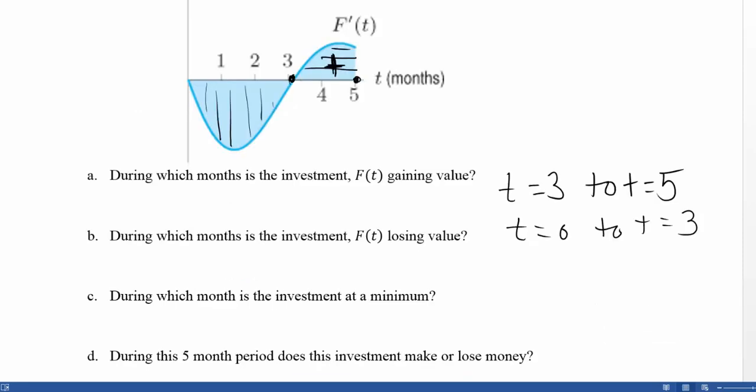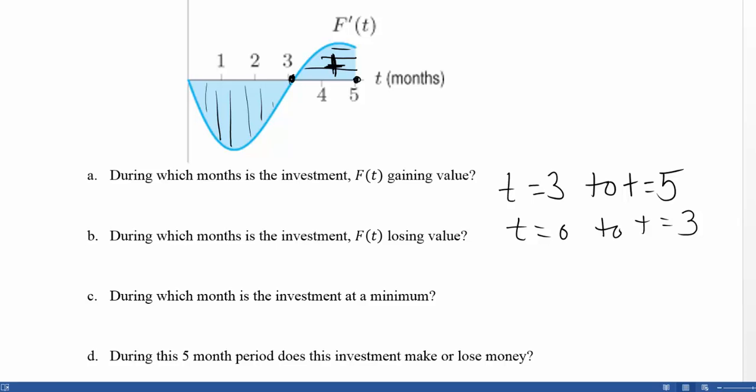Part C. During which month is the investment at a minimum? So when do I have the least amount of money? I want you to think about the starting point of this investment. In month 0, my investment is decreasing, and it continues decreasing until month 3. At month 3, it starts to increase again.